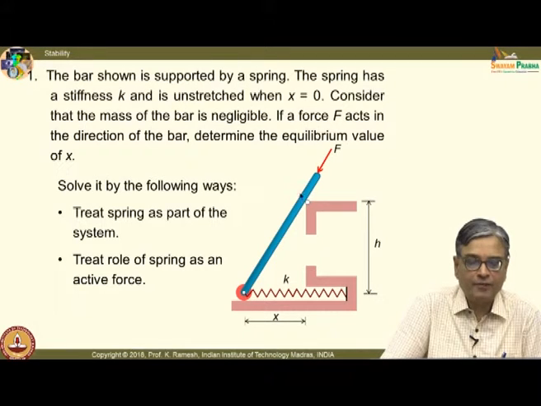Let us solve one example problem, make a neat sketch of this problem. First, understand the physics of the problem. What I have here is a member like this. To make our life simple, I have not considered the mass. The problem says consider that the mass of the bar is negligible.